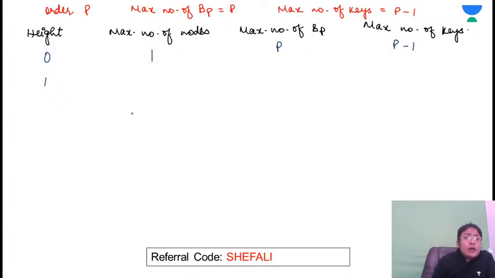At height 1, the maximum number of nodes depends on the number of block pointers of the previous level. If there are p block pointers, how many nodes will there be at the next level? p. In one node the maximum number of block pointers is p, and the number of nodes is p, so the total number of block pointers at height 1 will be p square. P nodes are there, and in one node the maximum number of keys is p minus 1.